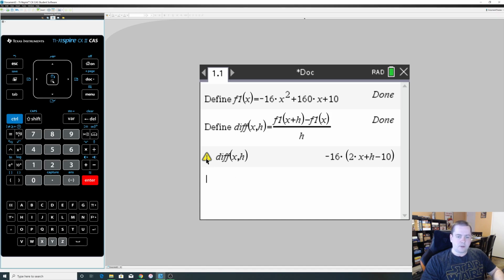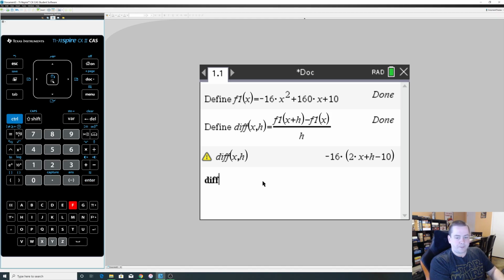The little yellow caution symbol, the nSpire uses that if you have something defined and there's a variable in the denominator. The calculator is just telling you, hey, we did some simplifications, but remember canceling by zero is not really allowed, so just be careful. That's all the yellow triangle means. So this is our difference quotient. Yay, we're done. But the difference quotient is actually really powerful. We can do things with it.